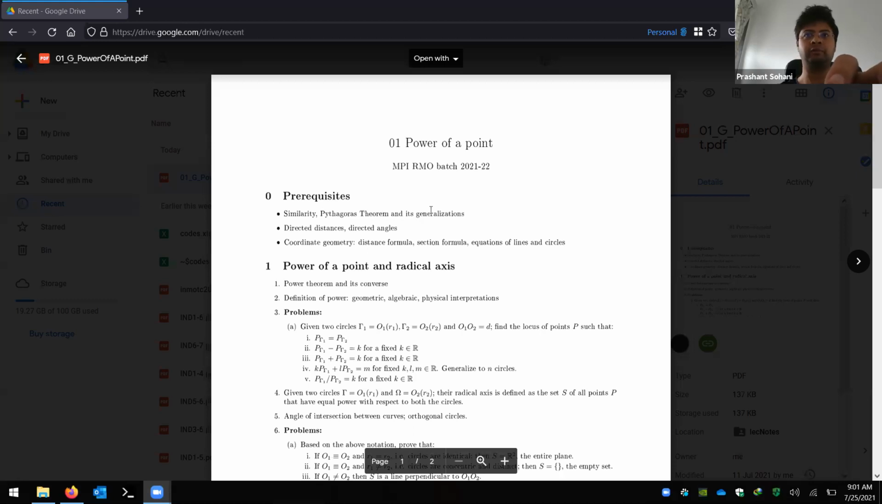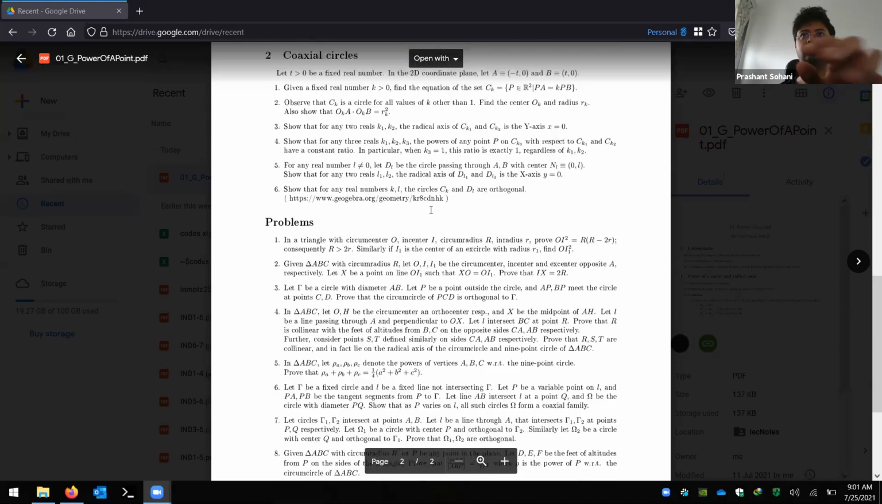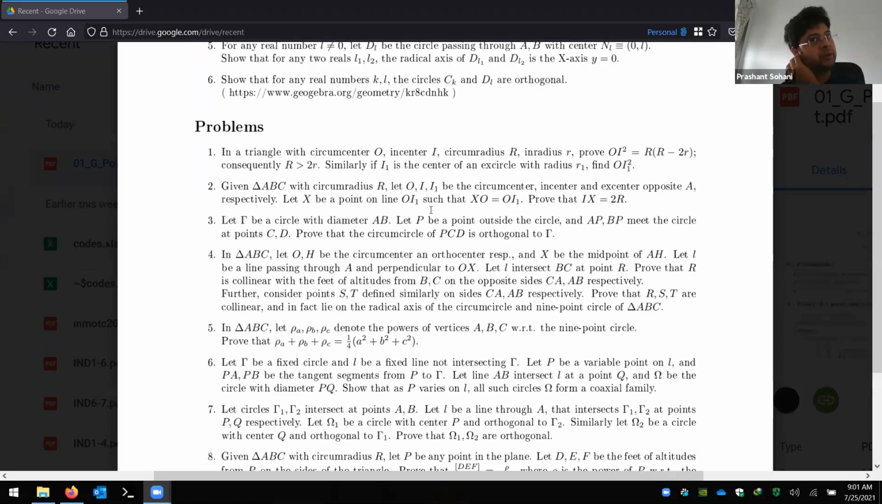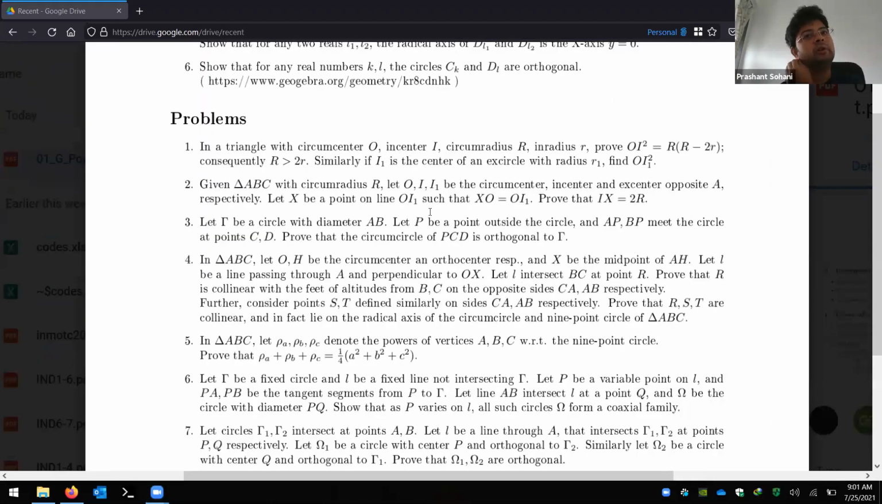Okay, are you able to see the problem sheet? Yes, sir. So last time we completed question one and two. If you have spent some time at home, you might have solved question three, four, and five also. Can you raise your hand if you have solved question three or four?